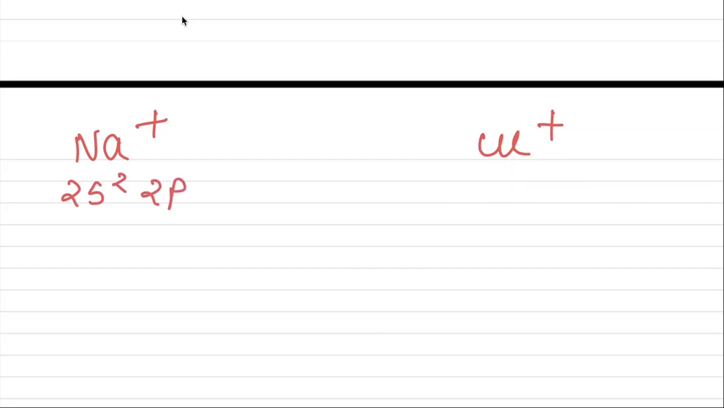Suppose Na+ and Cu+ both have 8 electrons in their outermost shell. In case of Na+, the electronic configuration is 2s2 2p6. But in case of copper, the electronic configuration is 3s2 3p6 3d10.